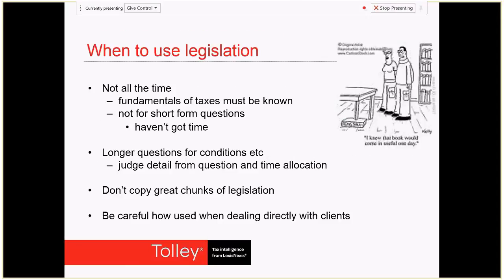For those of you doing ATT, you will not use the legislation at all for the short form questions. I think I've only ever seen one question that you sort of needed to use the legislation for. You're not going to use it for the short form questions. It's going to be the longer questions, and even then it'll be very few of those.